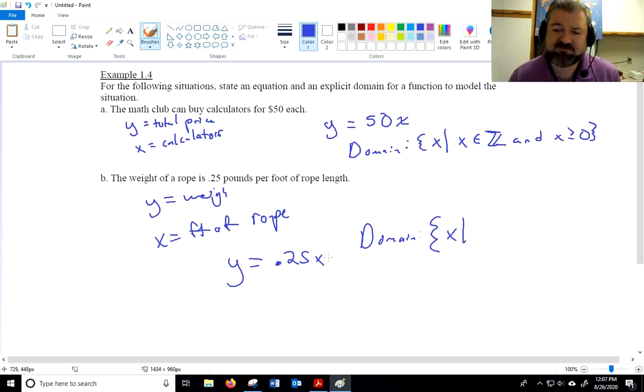But are we allowed to have decimal numbers? Well, yeah, absolutely. You can have half a foot or 2.3 feet. So I'm not going to restrict it to just the integers. I'm just going to say x greater than or equal to 0. So that's my explicit domain for those two problems.